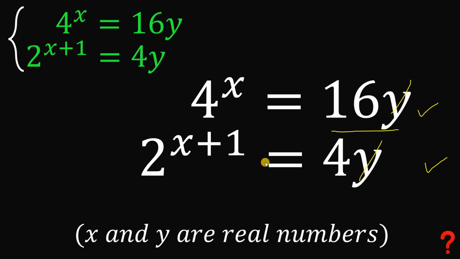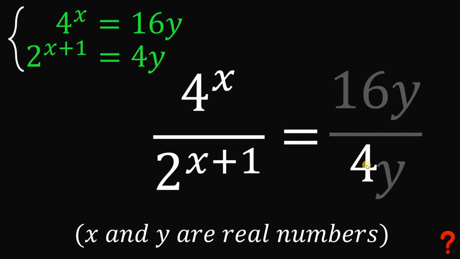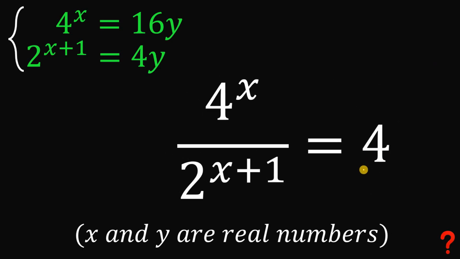So let's do that. So we have 4 raised to the power of x over 2 raised to the power of x plus 1 equals 16y over 4y. Now, this variable y on the numerator and the denominator cancel out. So this will give us 16 divided by 4, and 16 divided by 4 must be equal to 4. Alright, now, we're going to solve for the value of x.